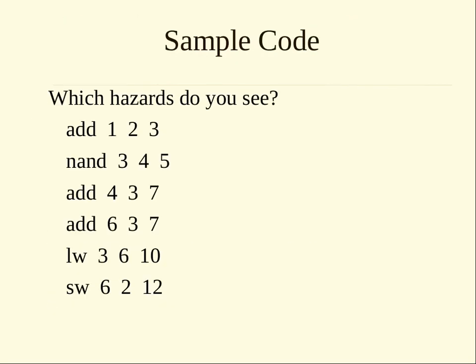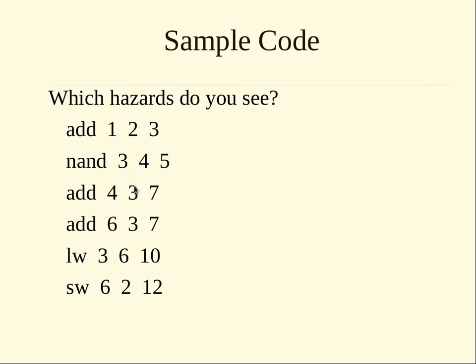All right. What hazards do you see in this code? The add and the NAND. There's another one. The first add actually generates 2 data hazards. The add and the NAND, and what else? Oh, the second add. The second add's using it. It hasn't been written back yet. So you've got to forward.